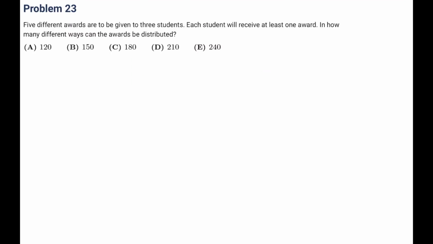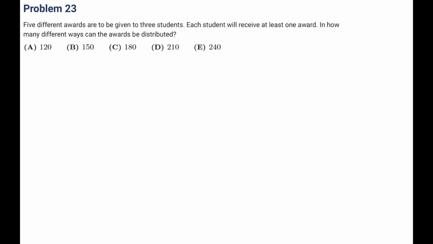5 different awards are given to 3 students. Each student will receive at least 1 award. How many different ways can the awards be distributed? So basically, we want to find how many ways there are to sum 3 different numbers to 5, and none of the numbers can be 0 because each number has to be at least 1.